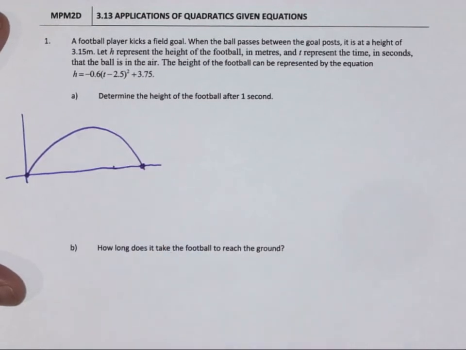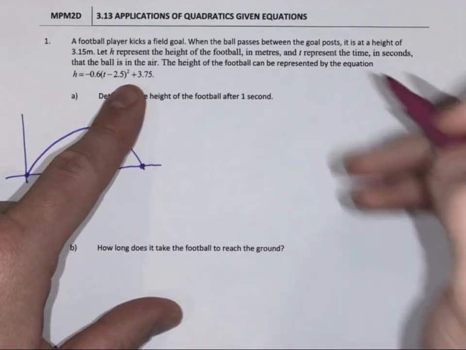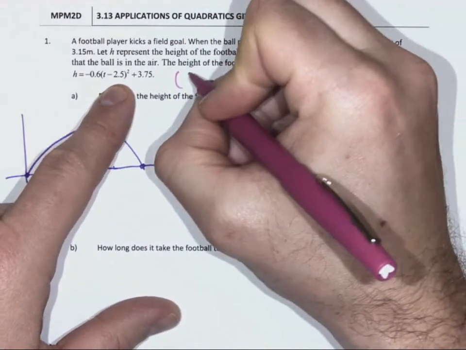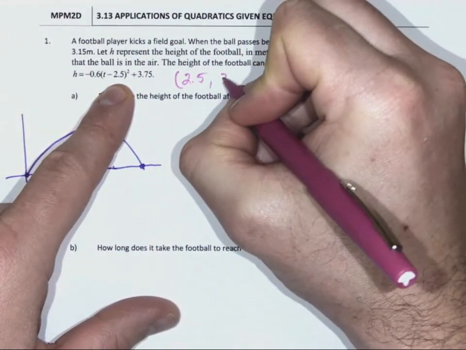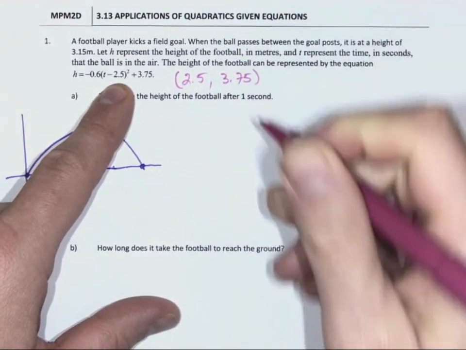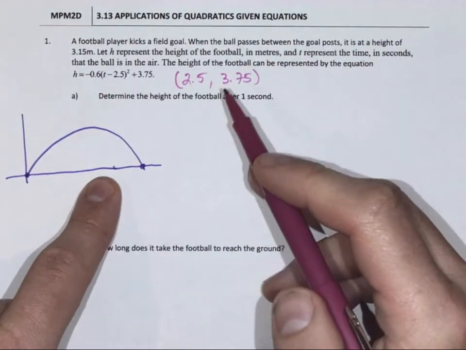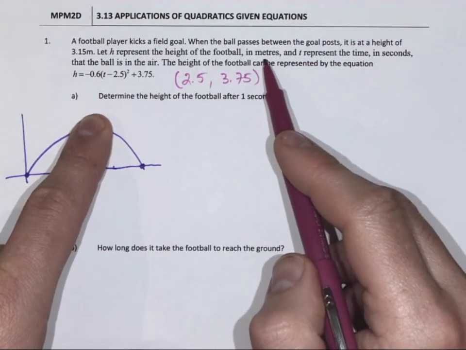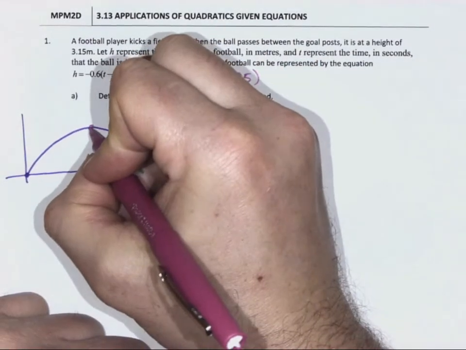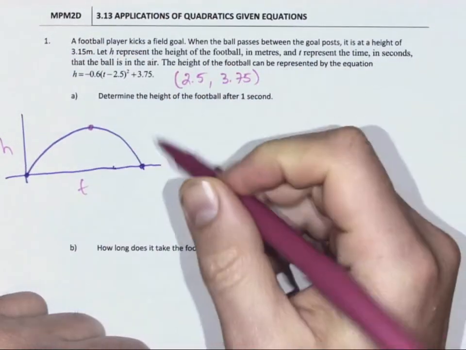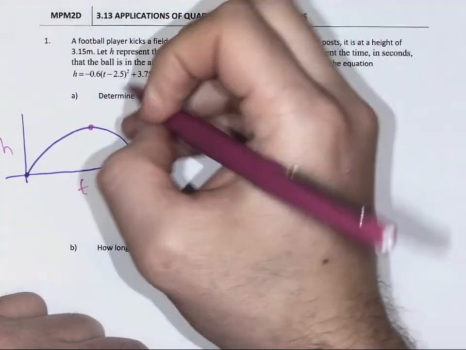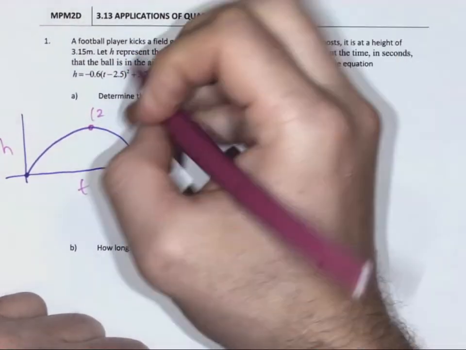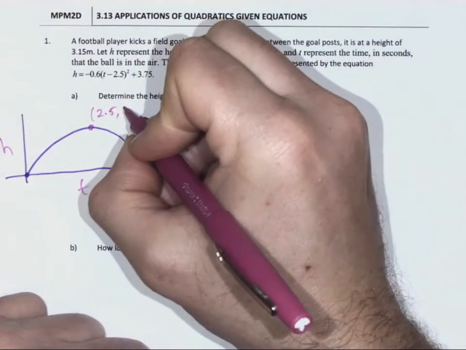Now, remember that vertex form tells us that the vertex is (2.5, 3.75), which means it is height of football in meters. So it's 3.75 meters high at its highest point, 2.5 seconds after it was kicked.